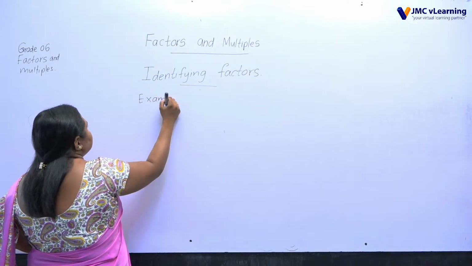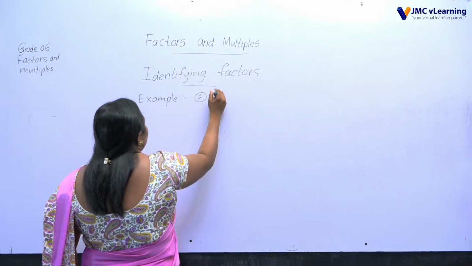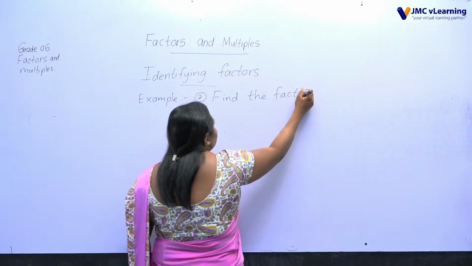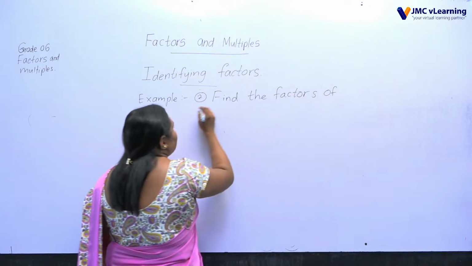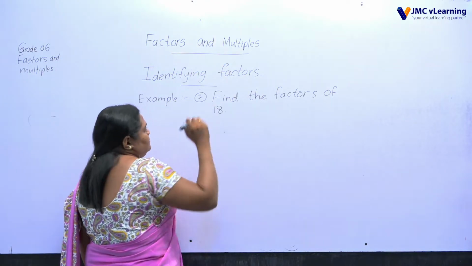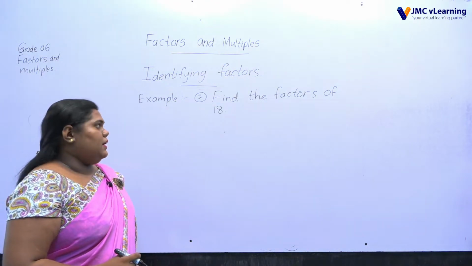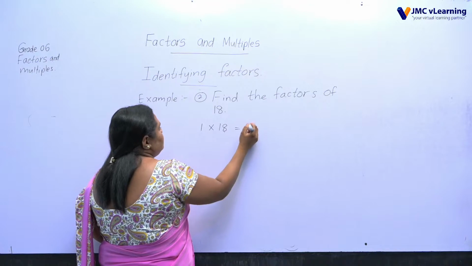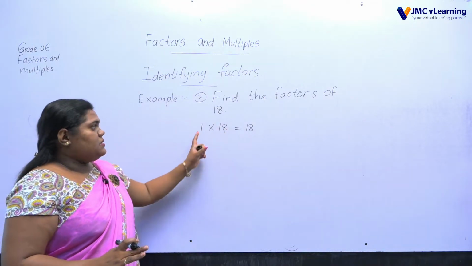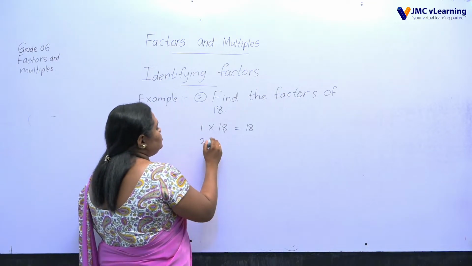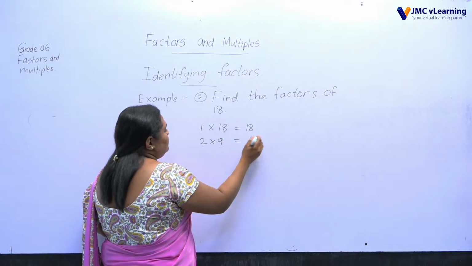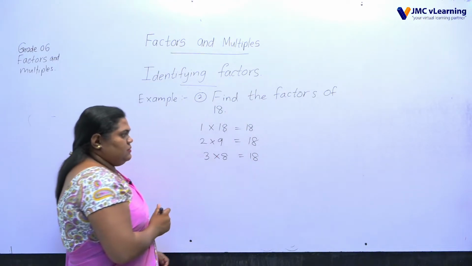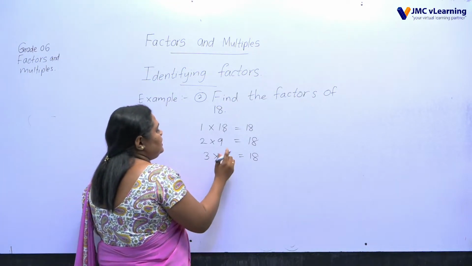Second example, find the factors of 18. Now we are going to find the factors of 18. You know 1 times 18, the answer is 18. So we have to write those numbers as a product. Again we can write 2 times 9, also 18. Again 3 times 6, also 18.